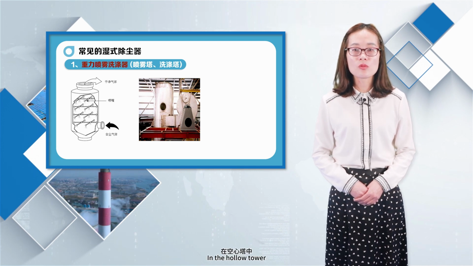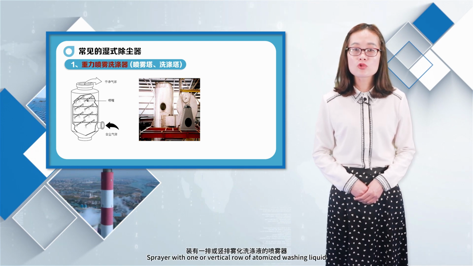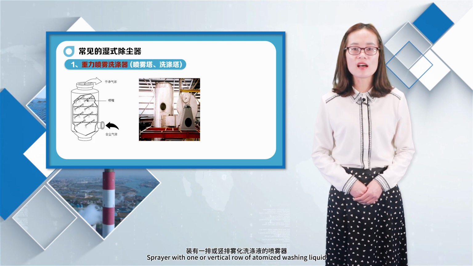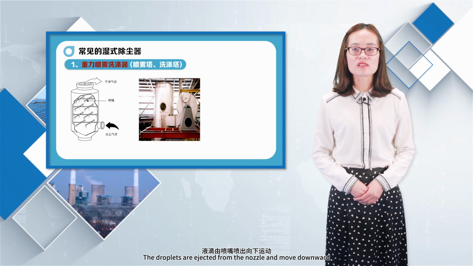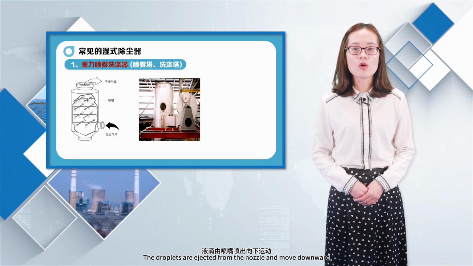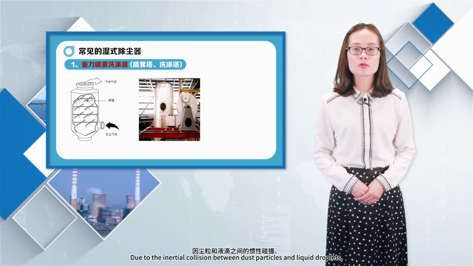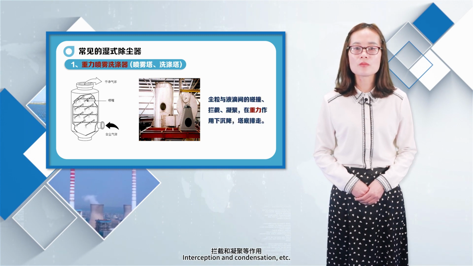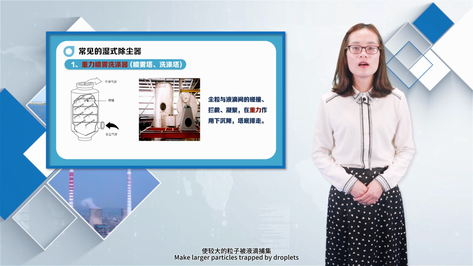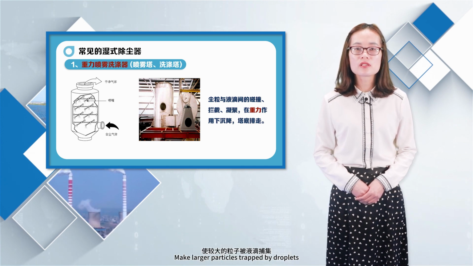In the hollow tower, a sprayer with one or more vertical rows atomizes the washing liquid. Dust-containing gas moves upward from the bottom of the tower. The droplets are ejected from the nozzle and move downward. Due to the inertial collision between dust particles and liquid droplets, interception and condensation, etc., larger particles are trapped by droplets.